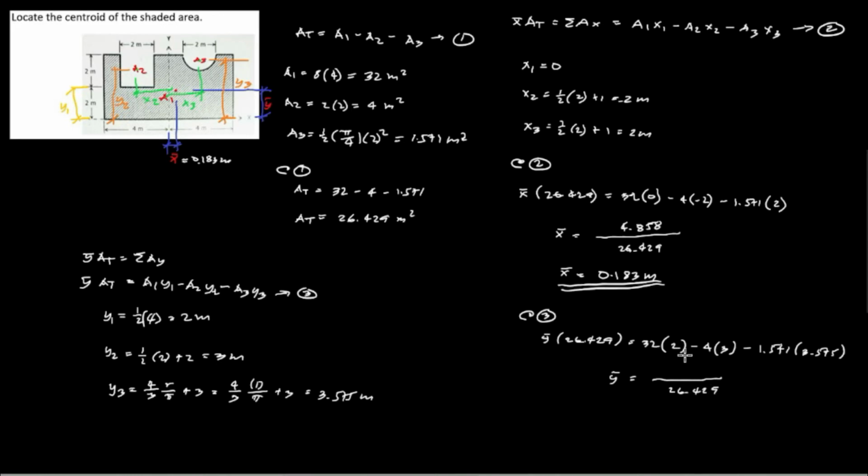So 32 times 2, that's 64, minus 4 times 3, or 12, 52, minus 1.571 times 3.575, and it is equal to 46.383. So therefore, y bar is equal to 46.383, and we divide by 26.429, and it is equal to 1.755 meters. So y bar is equal to 1.755 meters, and this is the value.